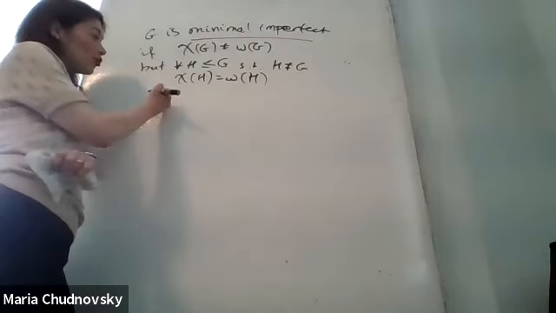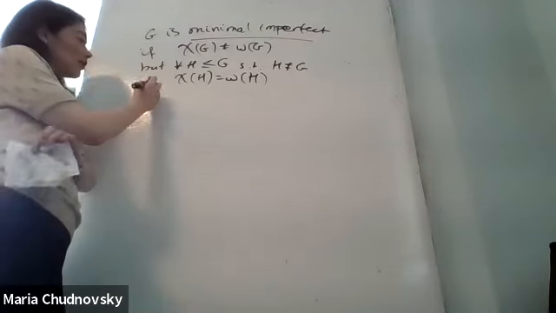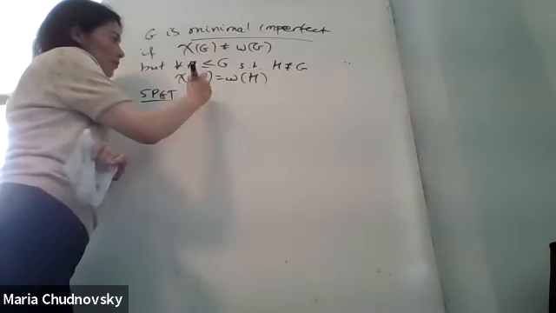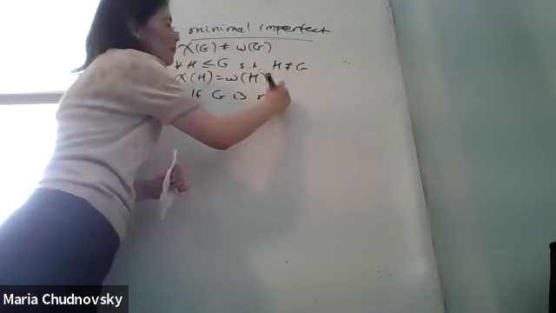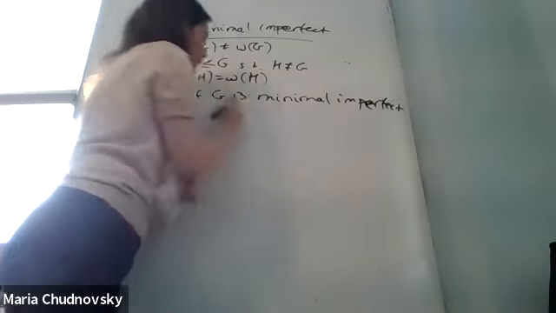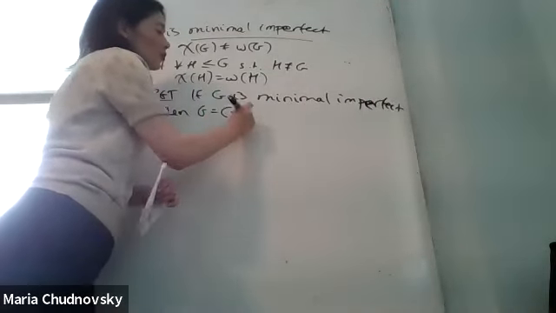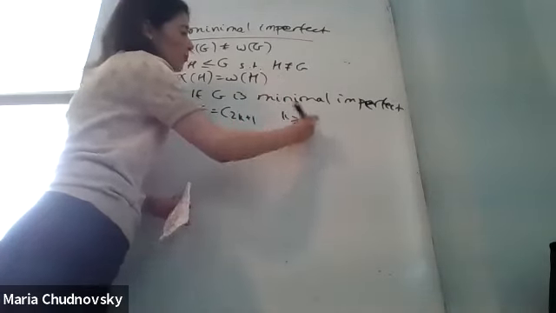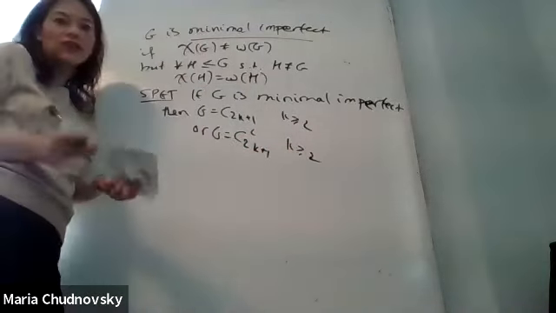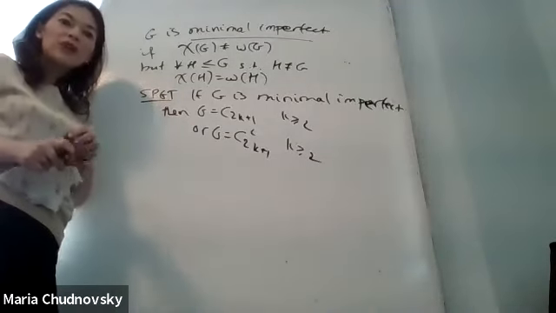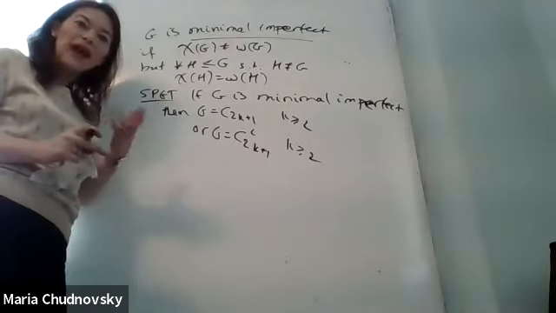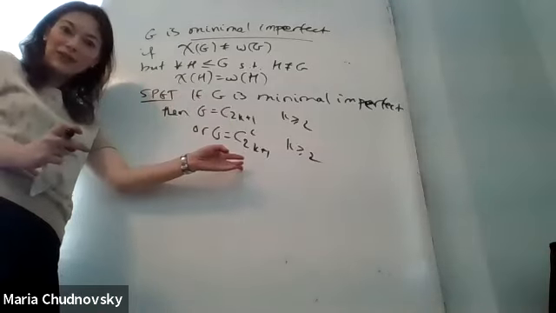And so another way to say the strong perfect graph theorem is: if G is minimal imperfect, then G is C_{2k+1} with k at least 2, or G is the complement of C_{2k+1} with k at least 2. That's just another way to say the strong perfect graph theorem. People were trying to prove theorems about minimal imperfect graphs, to prove enough about them so that you could deduce that they have to look like this or like that.